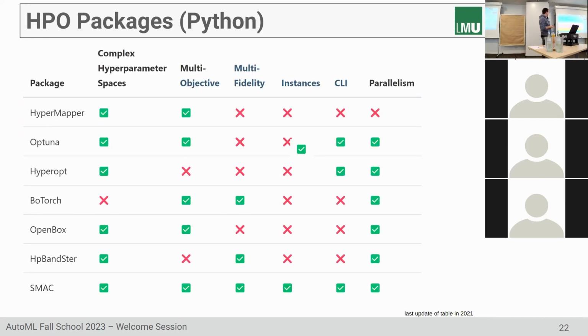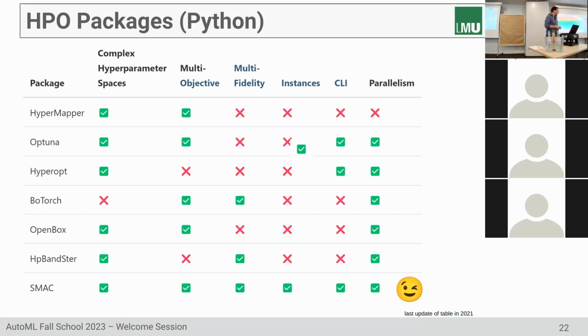Already a small glimpse here of what HPO packages might exist, at least in Python. So maybe this is already outdated, but here we have SMAC, which is, according to this table, the most promising solution, which is also why we would have a tutorial here on SMAC, of course. So wink.